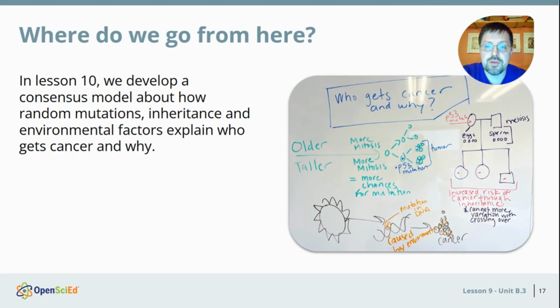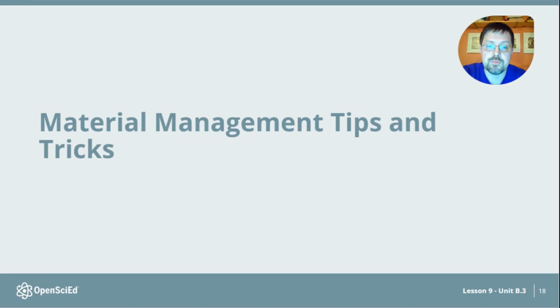At this point in the unit, we have a really deep understanding of how complex the 3 different mechanisms for skin cancer risk are: random mutations, inheritance, and now in Lesson 9, we've added on environmental factors as part of our explanation of who gets cancer and why. We'll put all those pieces together in the next lesson.